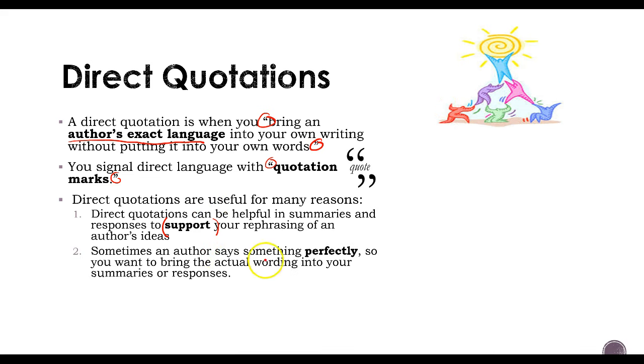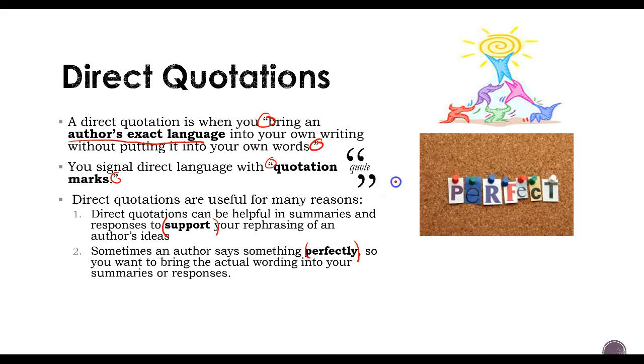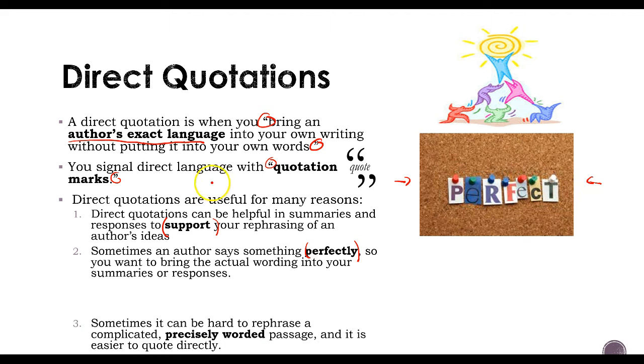Also, you might want to quote if an author says something perfectly. Sometimes an author spends a lot of time getting the phrasing of a thesis or something exactly correct, and it's really hard to reword it better than that. If that happens, you just want to bring that in because it's perfect as it is. You might as well quote it directly.